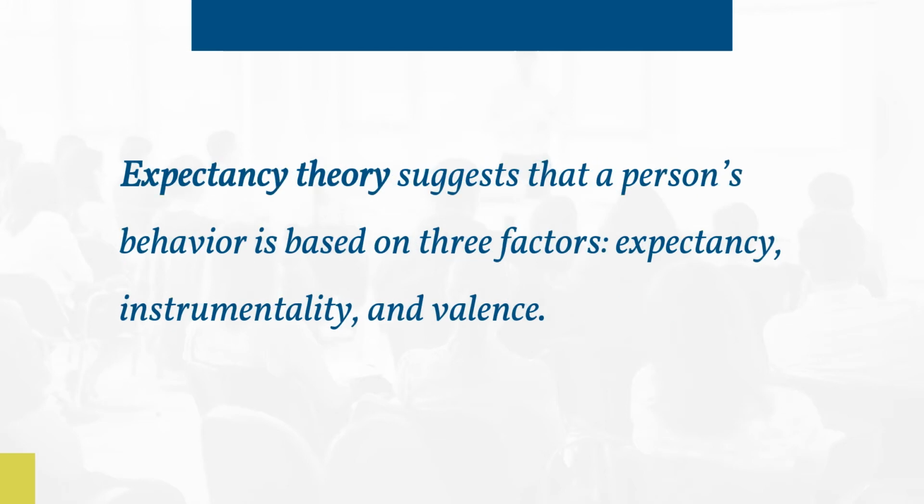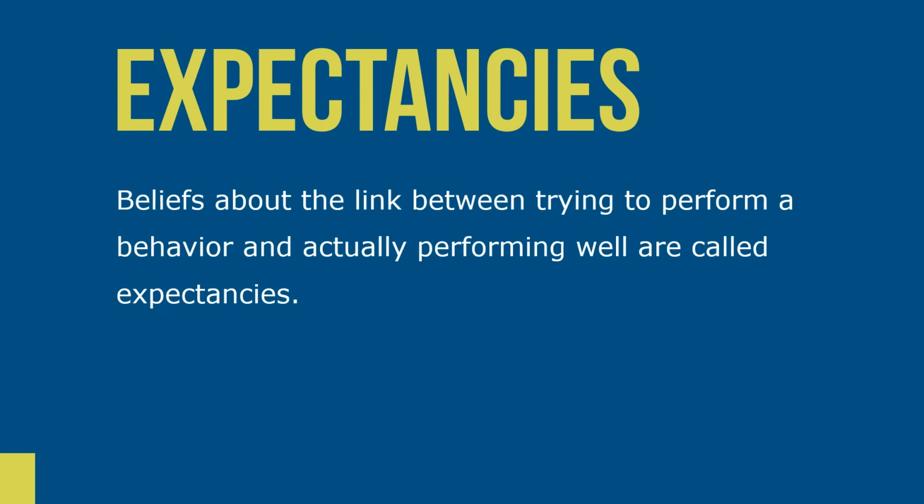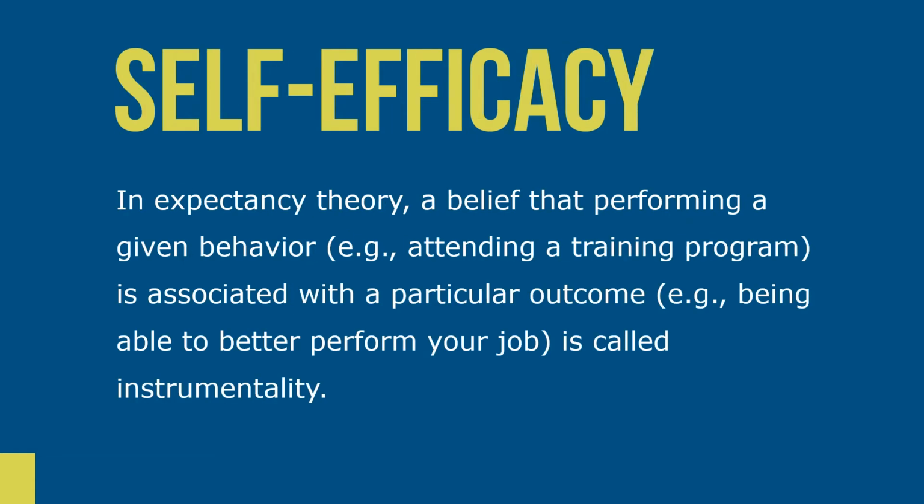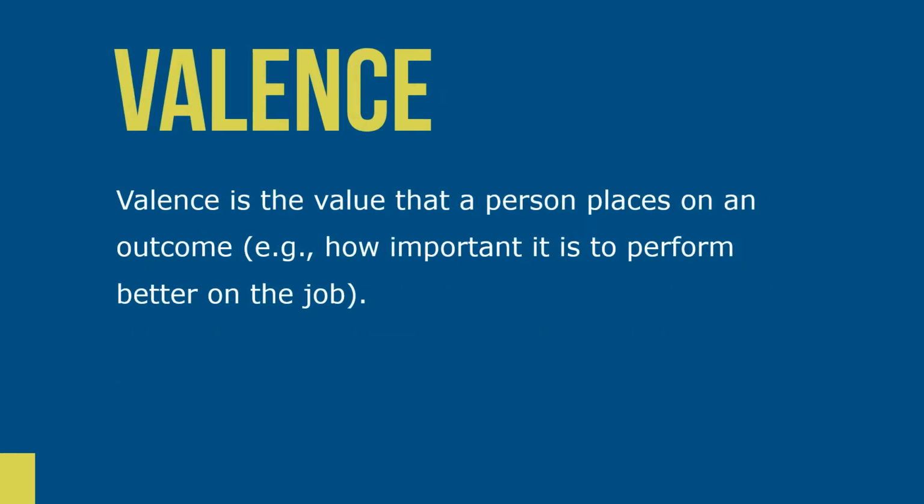Expectancy theory suggests that a person's behavior is based on three factors: expectancy, instrumentality, and valence. Beliefs about a link between trying to perform a behavior and actually performing it well are called expectancies. In expectancy theory, a belief that performing a given behavior, like attending a training program, is associated with a particular outcome, like being able to perform your job better, is called instrumentality. Valence is the value that a person places on an outcome, like how important it is to perform better on the job.